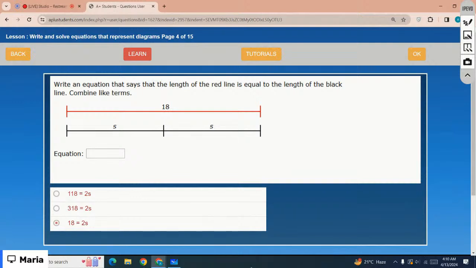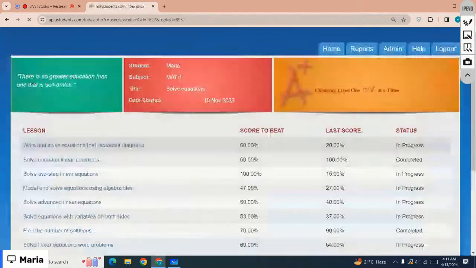Okay, you can complete the lesson by yourself later today. Let's just move on to next lesson. And the next lesson is solve one step linear equation. Let's just see how do we solve the.